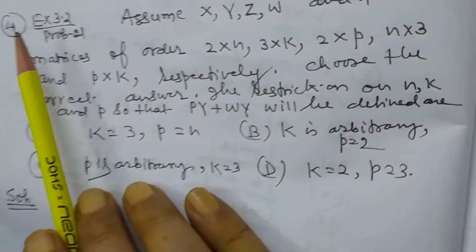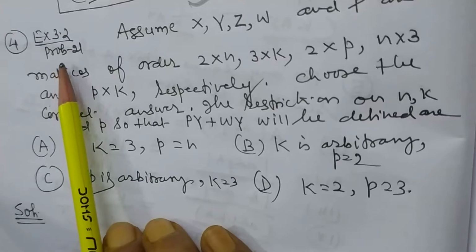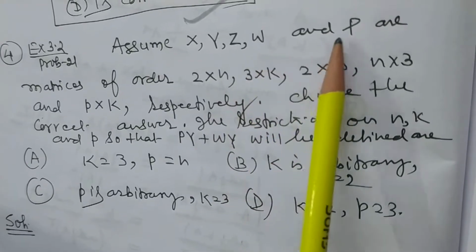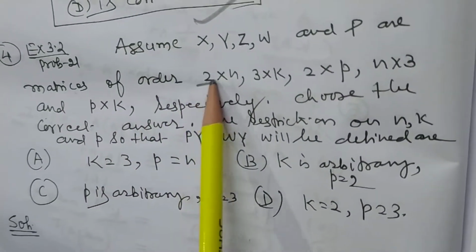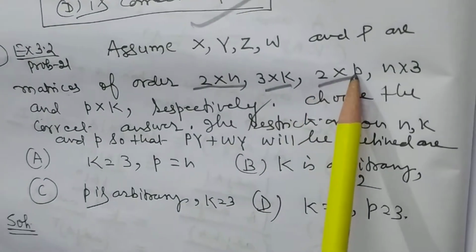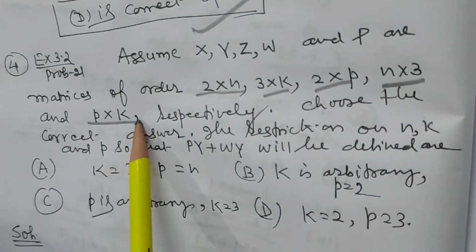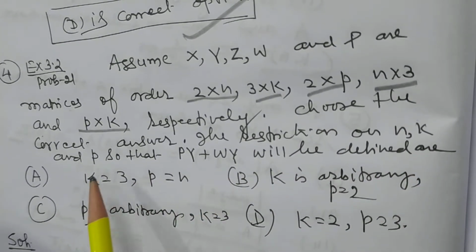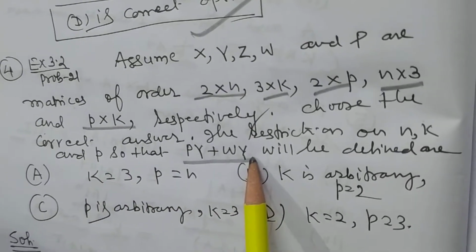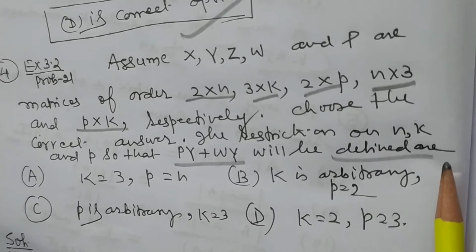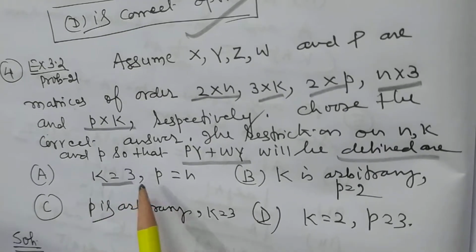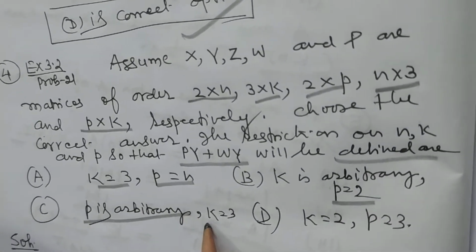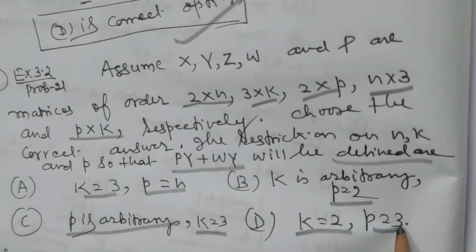Now I want to discuss problem number 4 of this study material and exercise 3.2, problem number 21. Assume X, Y, Z, W and P are matrices of order 2 by n, 3 by k, 2 by p, n by 3 and p by k respectively. Choose the correct answer. The restriction on n, k and p so that PY plus WY will be defined is: k is equal to 3, p is equal to n; K is arbitrary, p is equal to 2; P is arbitrary, k is equal to 3; K is equal to 2, p is equal to 3.